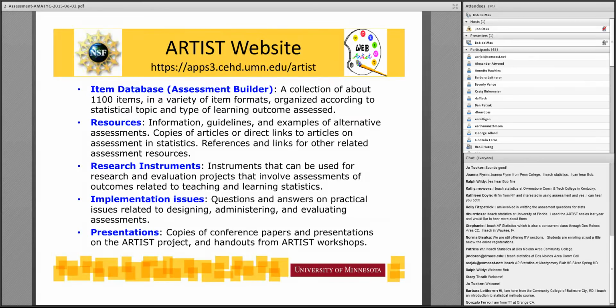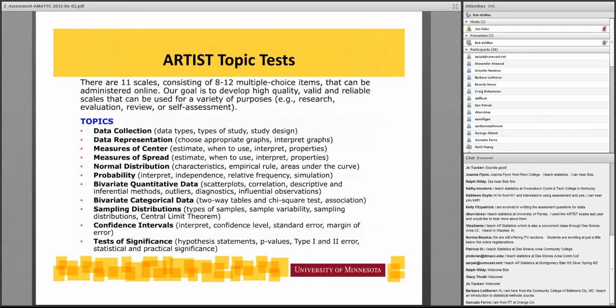You can alter them and change them, and they're really meant to give you ideas. You can use them directly as they are, but they're really meant to give you ideas of how you might assess important ideas and concepts in statistics. All right, moving on to the next slide.